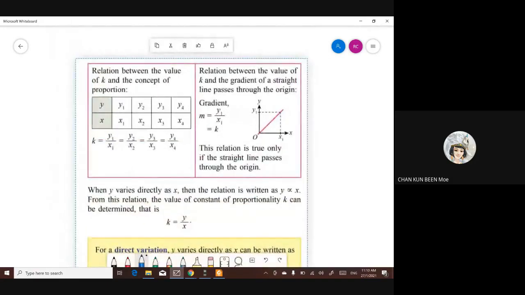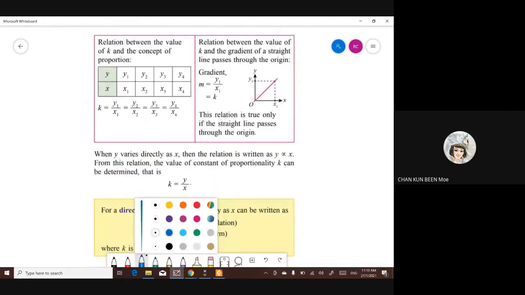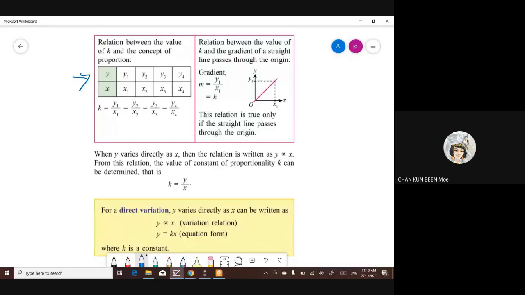Okay, here we are going to see the relation between the value of k and the concept of the proportion. So if you look at this part, y1, y2, y3, y4, and then x represented by x1, x2, x3, x4. So when you get the variation, which is y over x, or y varies directly as x, y2 varies directly as x2, y3 varies directly as x3, and so on. Actually, you will get a constant, right? Because from what you did from the taxi fare just now, everything is 1 ringgit 20 cent. So when it comes to variation, actually they're all represented by constant.